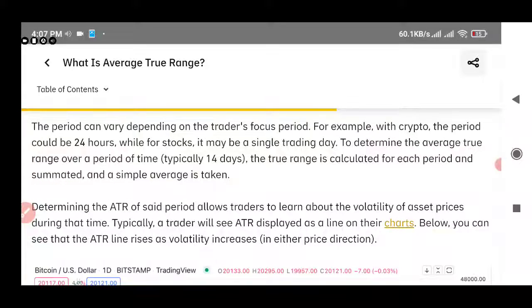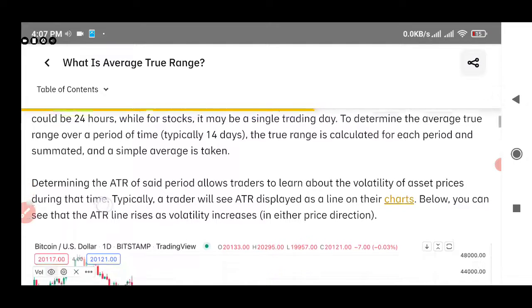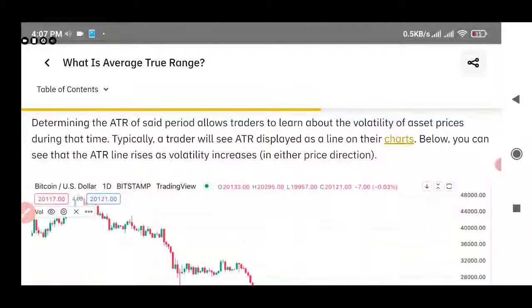The period can vary depending on the trader's focus period. For example, with crypto, the period could be 24 hours, while for stocks, it may be a single trading day. To determine the average true range over a period of time, typically 14 days, the true range is calculated for each period and summated, and a simple average is taken. Determining the ATR of said period allows traders to learn about the volatility of asset prices during the time.